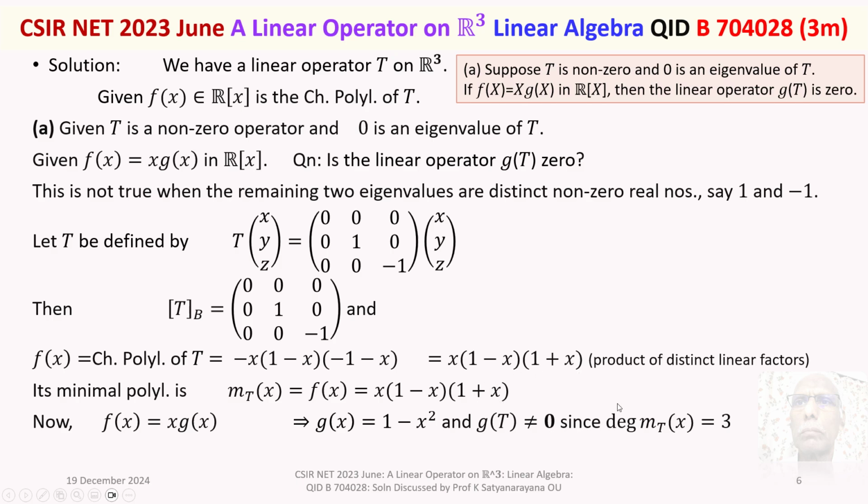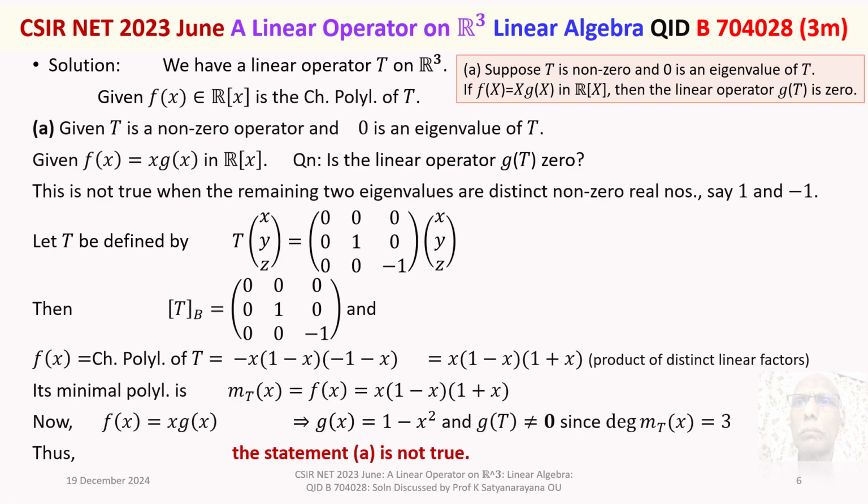So, since the degree of the minimal polynomial is 3, it will not annihilate any polynomial whose degree is less than the degree of the minimal polynomial. Here g of x has degree 2, therefore this cannot happen. Agreed. That means your statement A is not true. Thus, the statement A is not true.